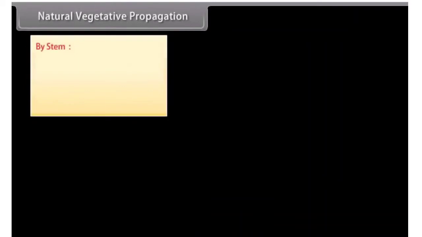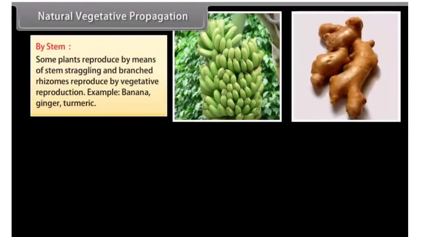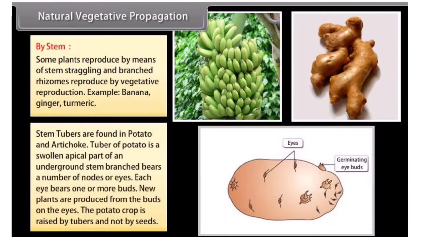By stem. Some plants reproduce by means of stem straggling, and branched rhizomes reproduce by vegetative reproduction. Example: banana, ginger, turmeric. Stem tubers are found in potato and artichoke. The tuber of potato is a swollen apical part of an underground stem branch, which bears a number of nodes or eyes. Each eye bears one or more buds. New plants are produced from the buds on the eyes. The potato crop is raised by tubers and not by seeds.